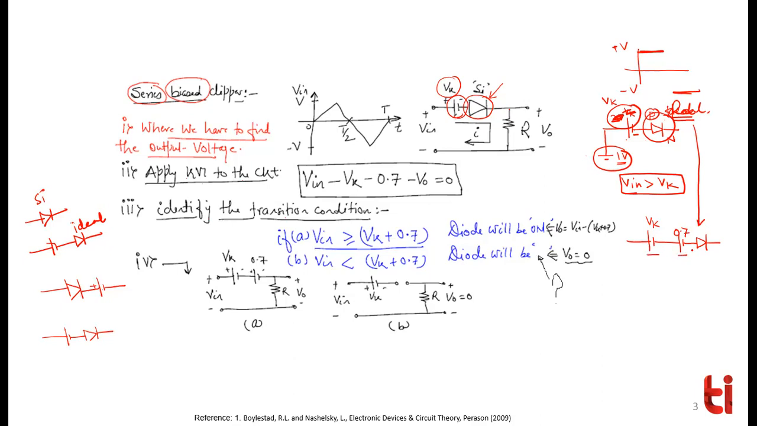Now there are two batteries in the same direction, same phase, so they will be added. So what input should I apply over here so that this diode will become forward biased? Vin has to be greater than or equal to Vk plus 0.7. Only when Vin is greater than Vk plus 0.7 will my diode be forward biased. In the rest of the cases, the diode will be reverse biased. Is it clear?